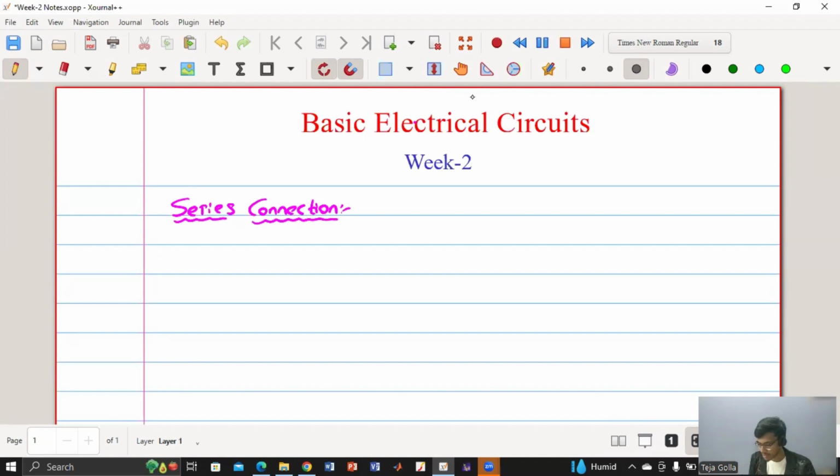So first we'll start with the voltage source. There are multiple elements that we have studied in the previous week, like voltage source, current source, resistor, inductor, capacitor. All of them can be connected in series connection. If they are connected in series, what will be the effective resistance, inductance, voltage, or current? That we are going to discuss.